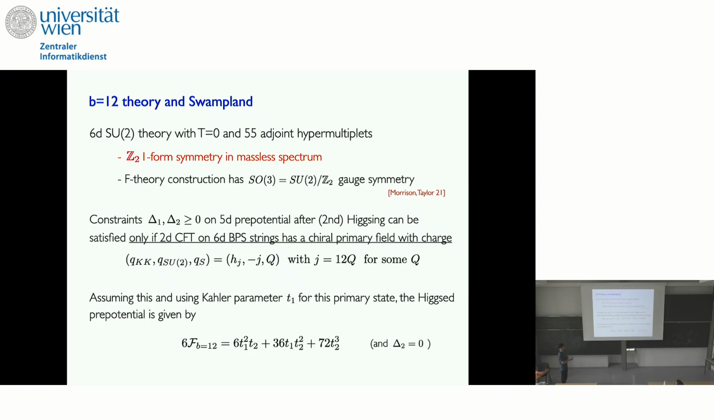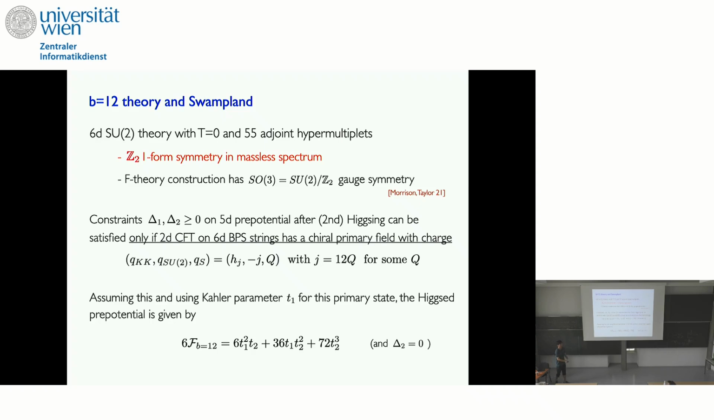And you can do the same computation and show that this constraint, delta 1 and delta 2 positive, can be satisfied, after fixing, only if the 2D CFT on the BPS string has at least a single chiral primary field with the following charge. In this case, this primary field should agree with the Wess-Zumino-Witten primary field with the following charge for some Q. If a single primary state exists, then this constraint is satisfied. Otherwise, this condition is violated, and this theory will belong to the Swampland.